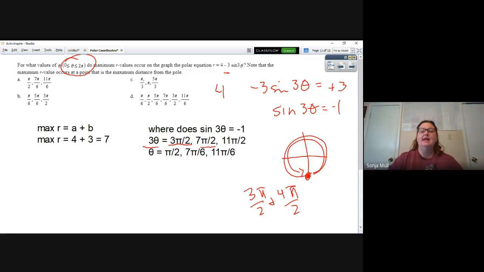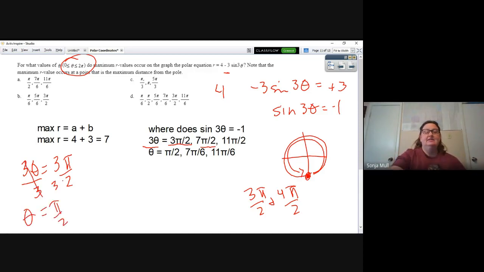And then finally, to get my answers, if 3 theta is 3 pi over 2, if I divide both sides by 3, I just get theta is pi over 2. And I did the same thing with the other two, and I simplified. And so the answer is A.